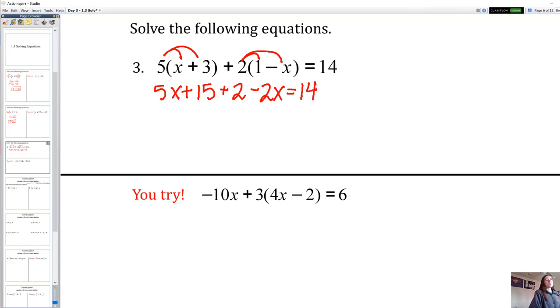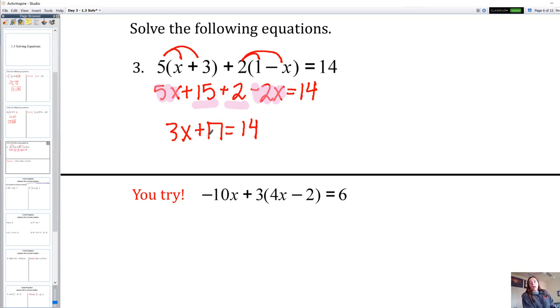We have some like terms that we can combine here. I see a 5x here and a negative 2x here. I see a 15 and a 2. All of those we can combine. So we're going to combine like terms before we start moving things around. So 5x minus 2x leaves us with 3x. 15 plus 2 is 17. And that's still equal to 14. We still haven't even touched that 14 yet.